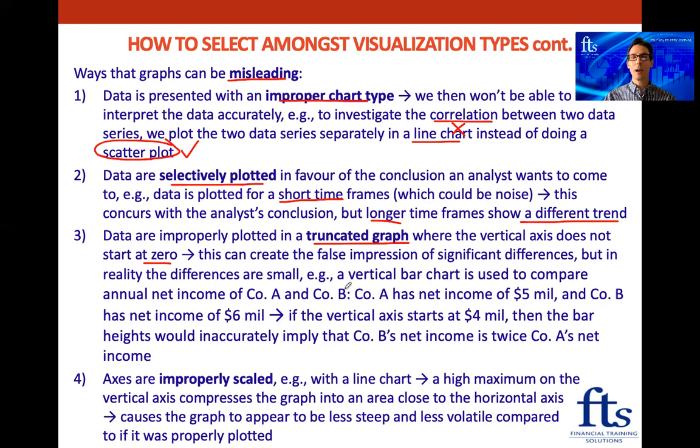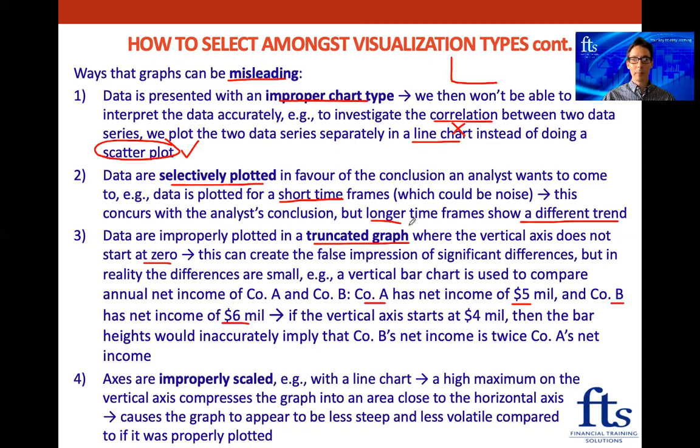Let's say we've got a vertical bar chart used to compare the annual net income of company A and company B. Company A has net income of $5 million, and B has net income of $6 million. If the vertical axis starts at 4 million, then the bar heights would inaccurately imply that company B's net income is twice that of company A's net income. So we're going to draw it over here to explain it.